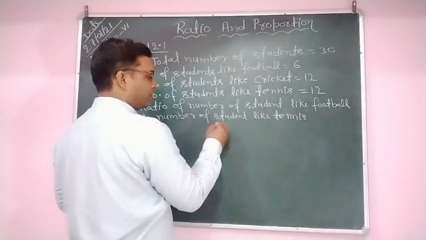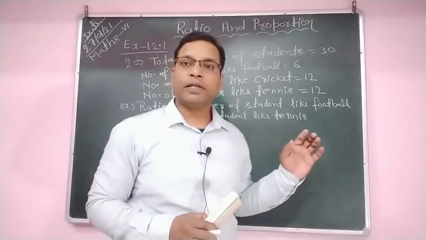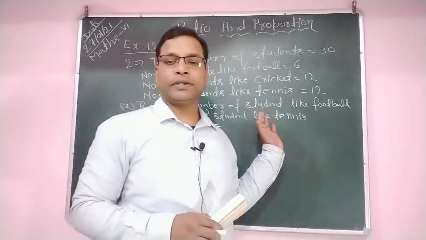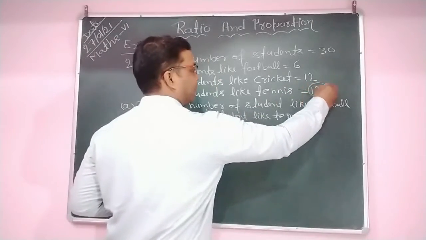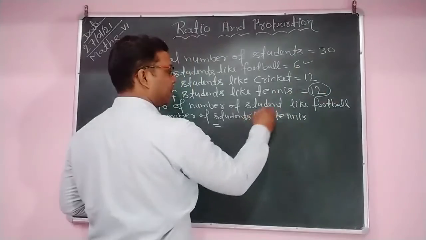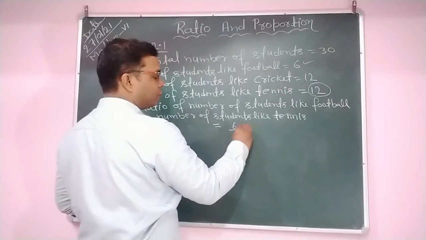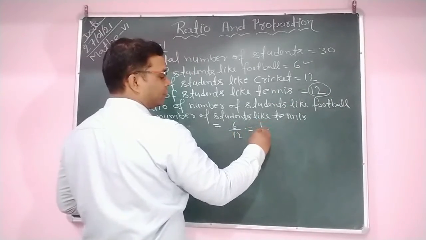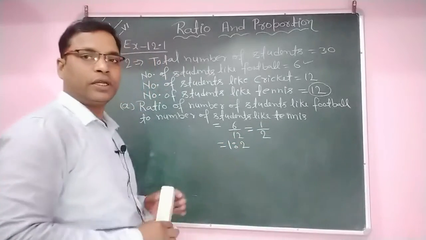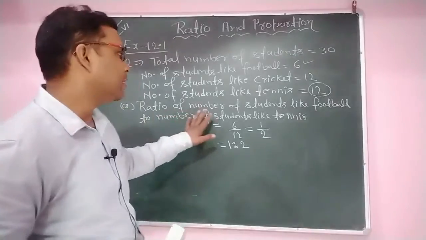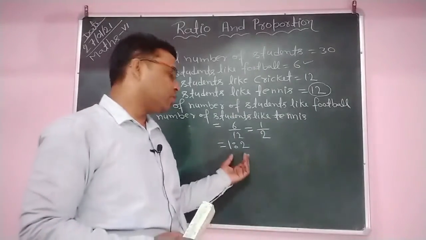Is equal to what? This is equal to the number of students who like football, which is given as 6, and the number of students who like tennis, which you found here is 12. Clear now? So you can write here 6 by 12. Also you can write 6 times 1 and 6 times 2. This is equal to 1 ratio 2. We found the ratio of the number of students who like football to the number of students who like tennis is 1 ratio 2.